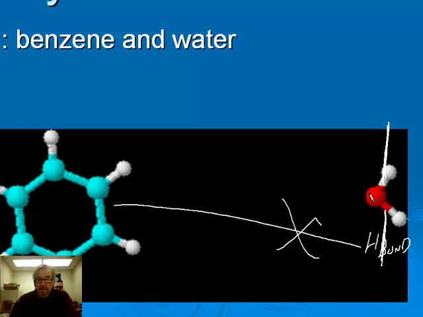Now the like dissolves like rule kind of oversimplifies this, I think, and it makes it sound like benzene isn't attracted to water and doesn't want to dissolve in water molecules. It is attracted to water. It's just not attracted to water as strongly as other waters are attracted to water, and so it can't get in there. So when the IMFs are quite different from each other, a solution is unlikely to form, and we see that in this example.